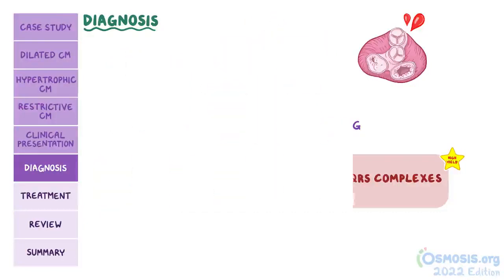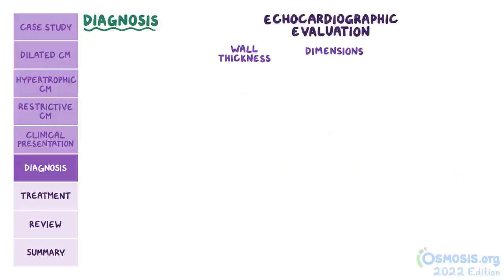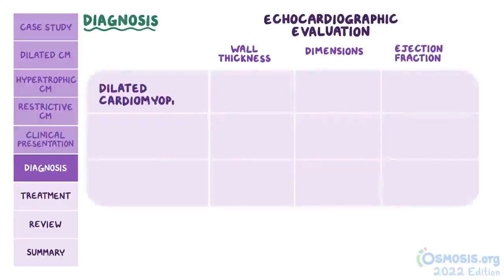But diagnosis of cardiomyopathies relies primarily upon echocardiographic evaluation, which makes it possible to measure the thickness of the wall and dimensions of the cavities and the pericardial space, as well as the left ventricular function expressed by the ejection fraction. In dilated cardiomyopathy, the echocardiogram generally shows left ventricle dilation with a normal or decreased wall thickness and a low ejection fraction, since there's systolic dysfunction.